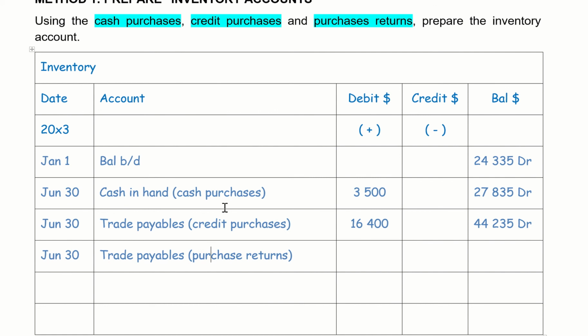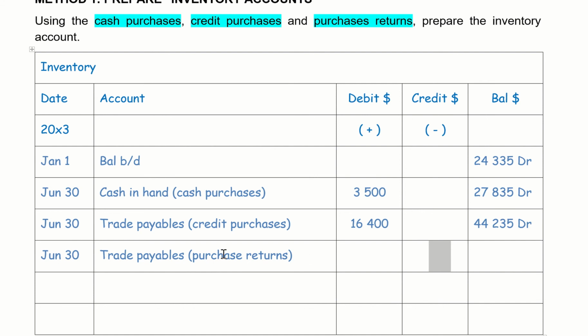Now, for trade payables, I will write purchase return behind it. You can see that I put some brackets. It's not compulsory, but I like to do it so that I know why this entry is here. If not, I get confused. So inventory reduced because there was a purchase return, and the other account affected is trade payables.